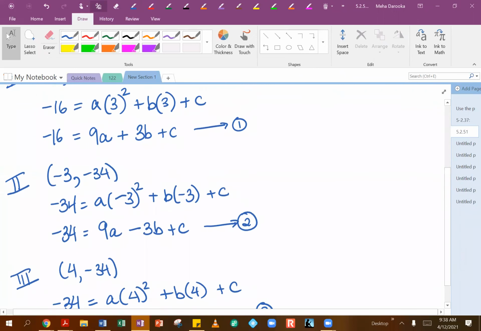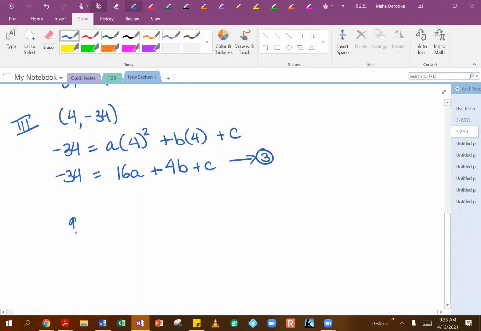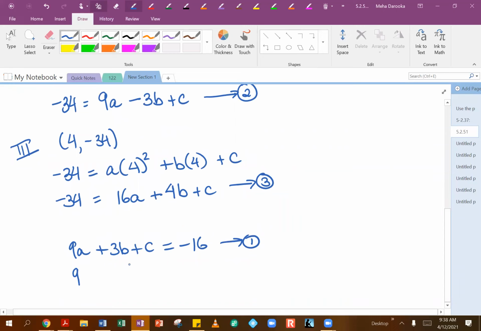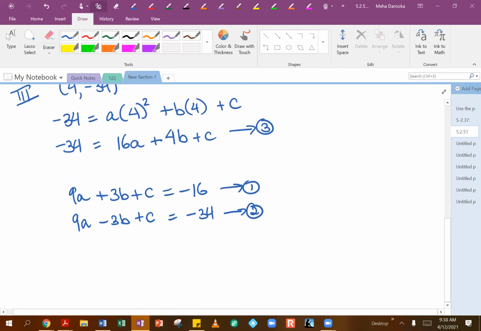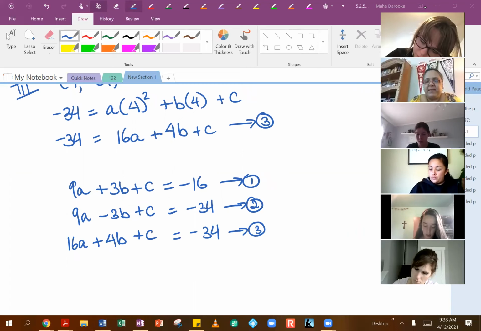So let's put this system together. So let's see, we've got 9a plus 3b plus c equals negative 16. That's our equation 1. For equation 2, we have 9a minus 3b plus c equals negative 34. And then the last one, we had 16a plus 4b plus c equals negative 34. So take a look at your system as we have it.